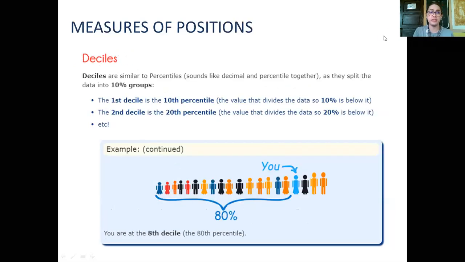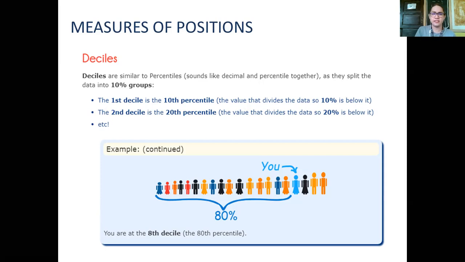Now let's proceed to the next measure of position, which is known as deciles. Deciles are similar to percentiles. It sounds like decimal and percentile together, as they split the data into 10 groups. So in short, deciles divide our given set of data into 10 equal parts. The first decile is also known as the 10th percentile. In short, it is the value that divides the data so that 10% is below it. So that is the meaning of that.